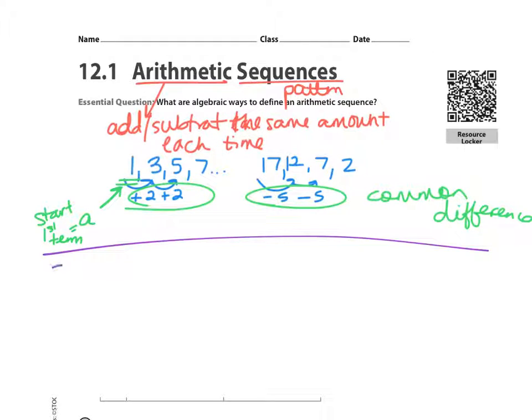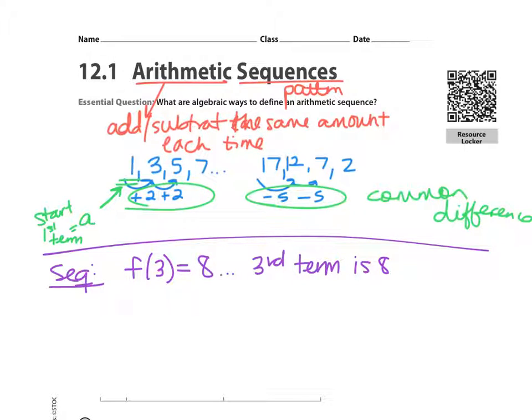So for sequences in general, some things that you need to know. You're going to see this notation, f of 3 equals 8. Okay, that would just mean that the third term is 8. So if you had a sequence and you had like 4 numbers in it, the third one would be 8. That's all that notation right there means.